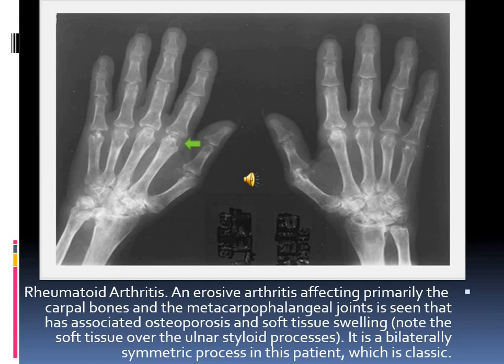Also, you cannot clearly demarcate the carpal bones, so this represents an area of fusion or erosions which could be seen in the carpal bones, and even mild soft tissue swelling at the region of the ulnar styloid process. So these are bilateral symmetrical changes which could be seen classically in rheumatoid arthritis.